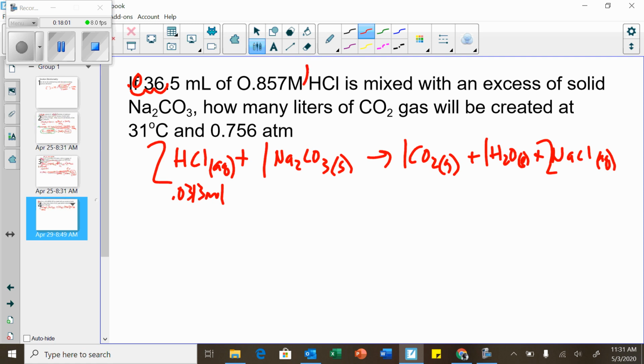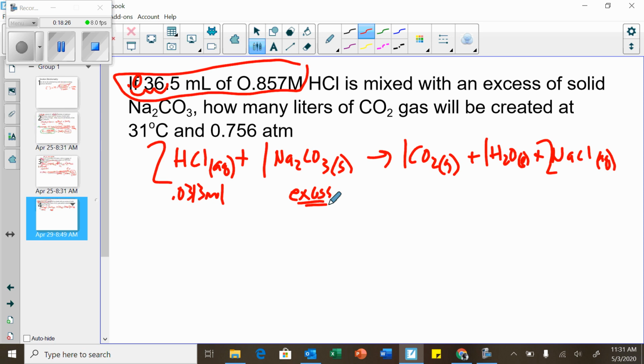Right away I did that, right? So that I'm not messing with this stuff in my stoichiometry somewhere. I just turned it into moles. And that makes my stoichiometry really simple. Okay, what else do I know here? It's mixed with an excess of sodium carbonate. Nice. So I don't have to figure out a limiting reactant. If it wasn't an excess, then I'd have to figure out who the limiting reactant is. That'd be a really complicated problem.